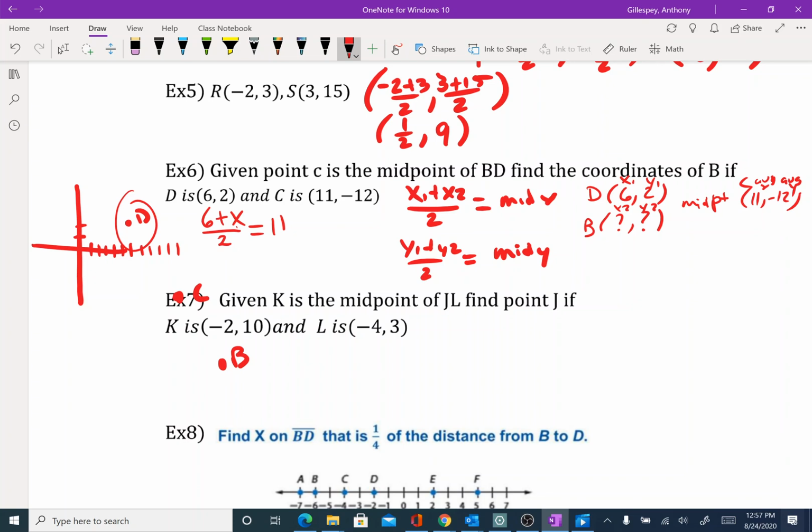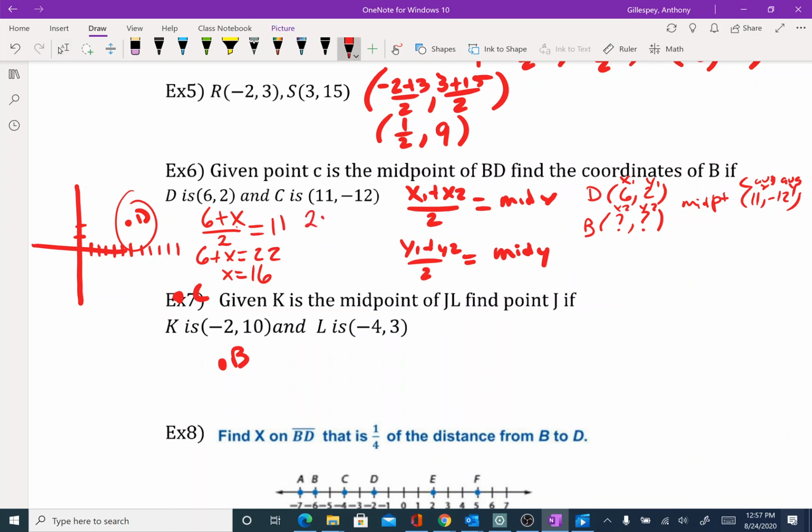So all I'm doing is I'm plugging in the x because I don't know where the other coordinate is, but I do know where the midpoint is, right? So what do I do now? Well, I get 6 plus x is equal to 22. So x is equal to 22 minus 6, which is 16, right? X is 16. I do the same thing with the y's.